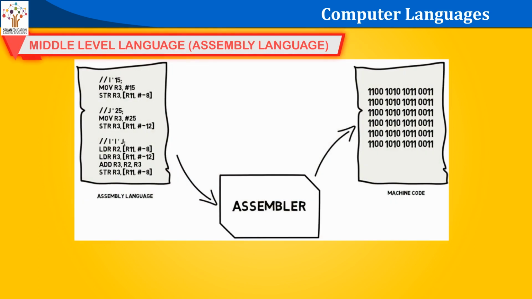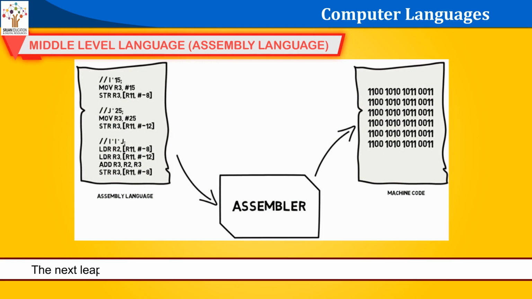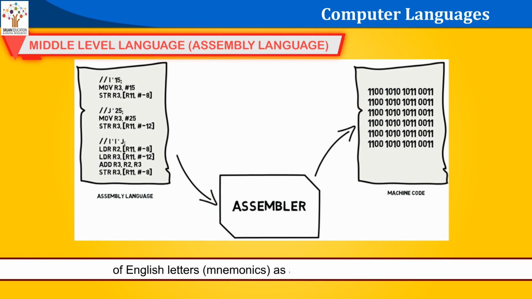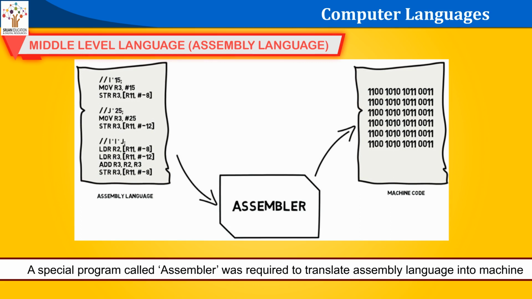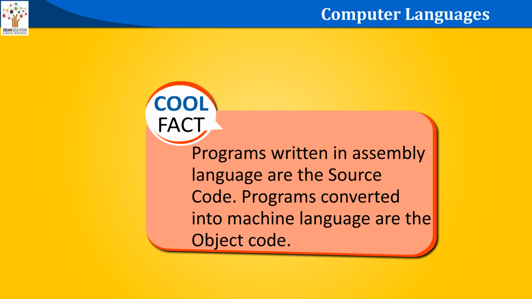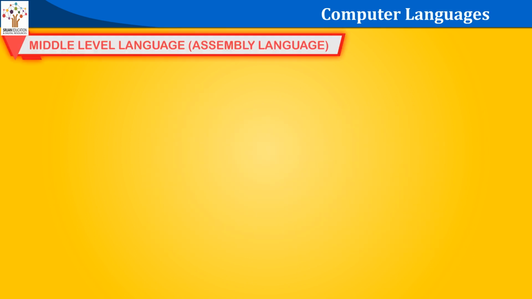Middle-level language, assembly language. The next leap in programming languages was assembly language, which used a combination of English letters, mnemonics as a substitute to machine code. A special program called assembler was required to translate assembly language into machine language so that the computer could understand it. Cool fact: programs written in assembly language are the source code. Programs converted into machine language are the object code.